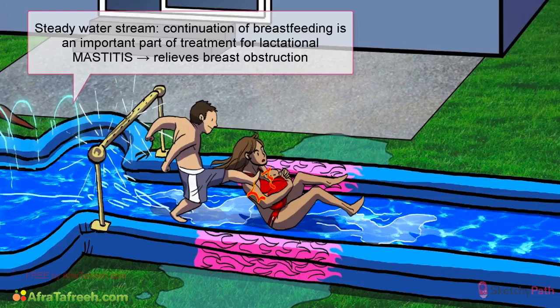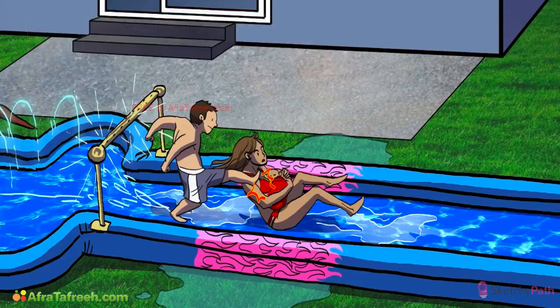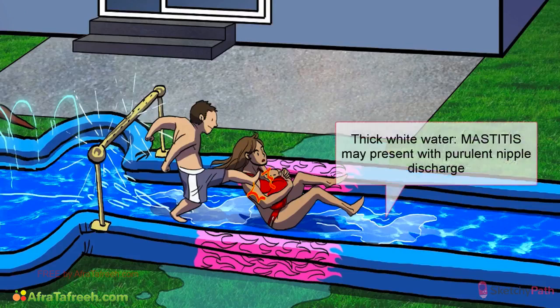Continued lactation and expression of milk helps to relieve the obstruction that caused the whole mess in the first place. As we mentioned previously, mastitis presents with breast pain, redness, and swelling. When infective mastitis develops, systemic symptoms such as fever and malaise will also manifest. The patient may also notice purulent nipple discharge. But don't let that discourage mom from continuing to breastfeed.